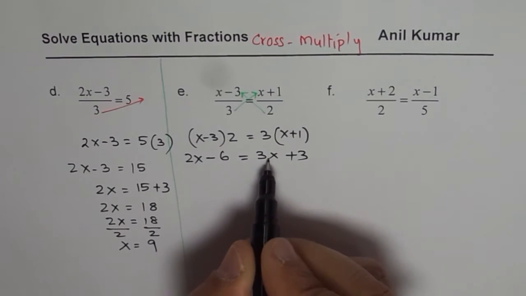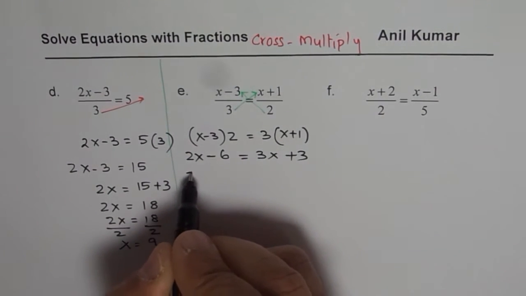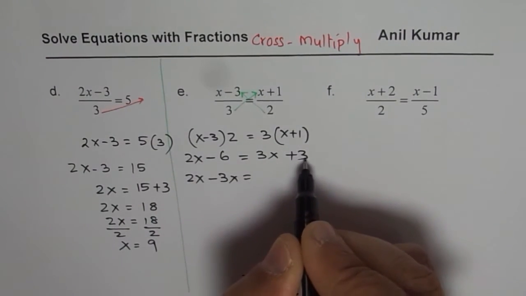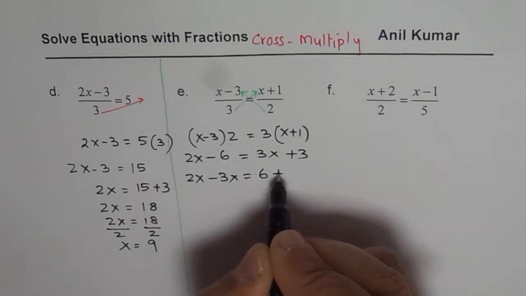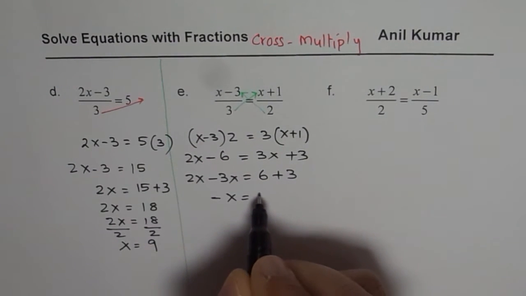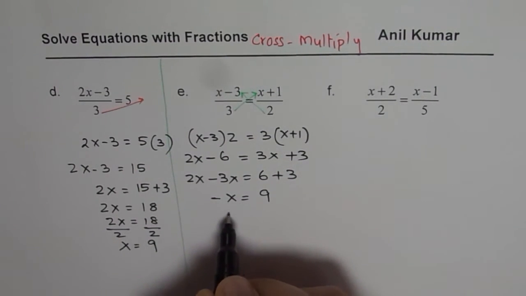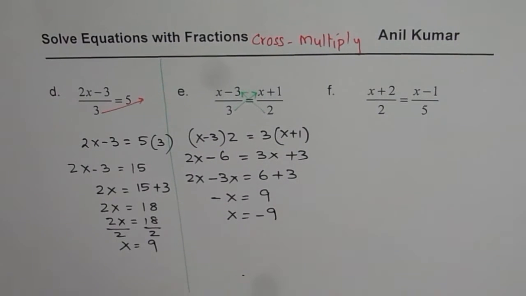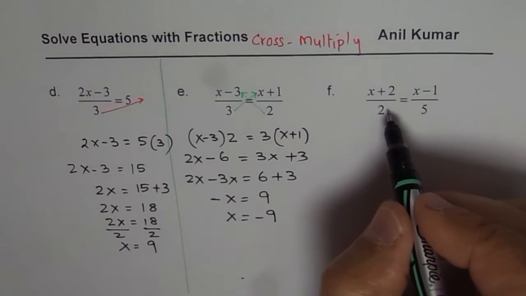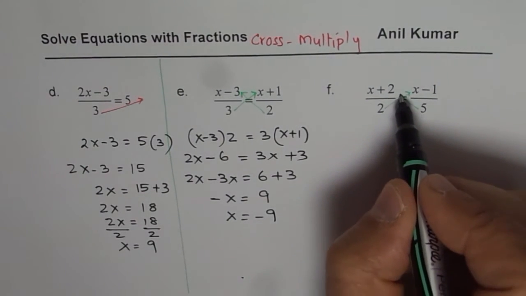Combine the like terms, bring these x's to the left, so you have 2x minus 3x equals constants on the right side, 6 plus 3. 2x minus 3x is minus x, 6 plus 3 is 9. Now divide by minus 1, so x equals minus 9. So that is how you could solve it, right? So these are the steps involved. So you can now pause the video and see how to do this, correct?